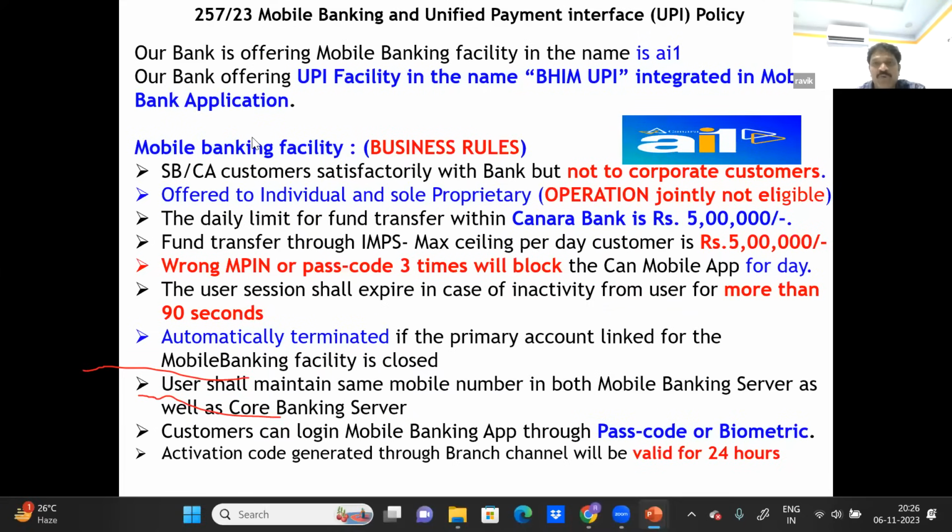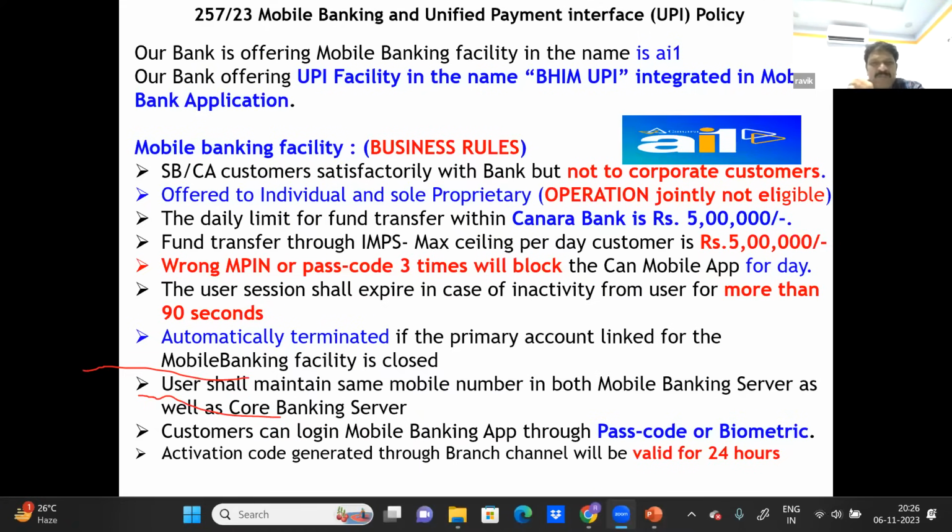Now we came to one more policy, that is mobile banking and unified payment interface policy. Okay. I hope with this the time will be exhausted. Let us see. Our bank, everybody knows AI1 is our app. And UPI facility also we have. That facility is called Beam UPI. Our bank is calling it Beam UPI. Now let us see the business rules of mobile banking facility.